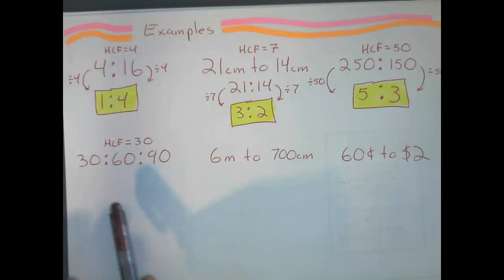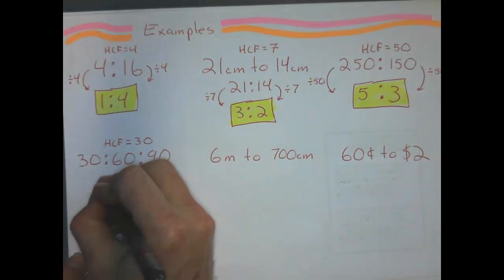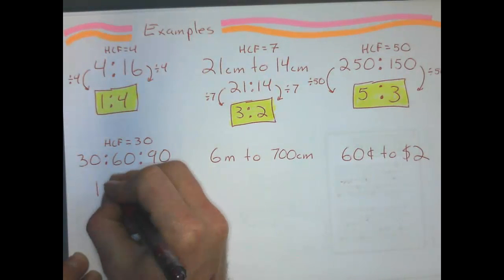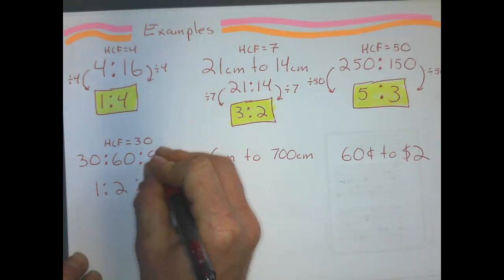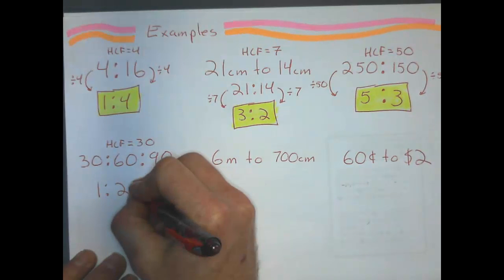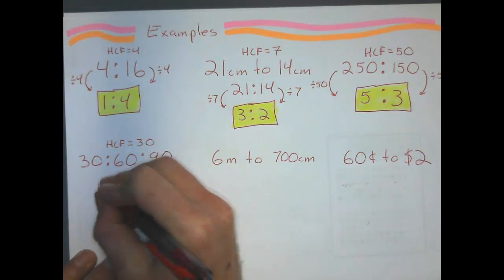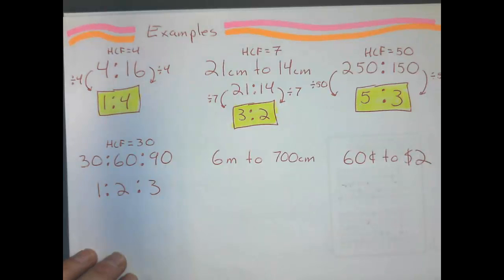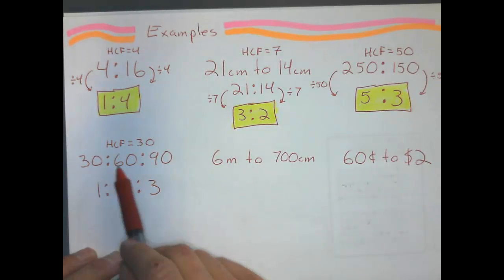30 divided by 30 is 1. 60 divided by 30 is 2. And 90 divided by 30 is 3. So I get a ratio of 1 to 2 to 3. You can have more than one thing in just a ratio. Usually this example I use for talking about triangles. Triangles can have angles in a ratio of 1 to 2 to 3 if their angles are 30, 60, and 90.